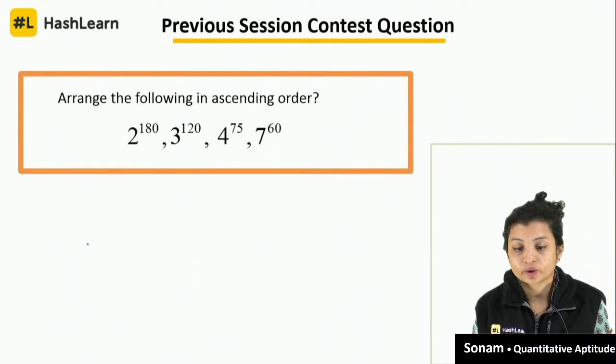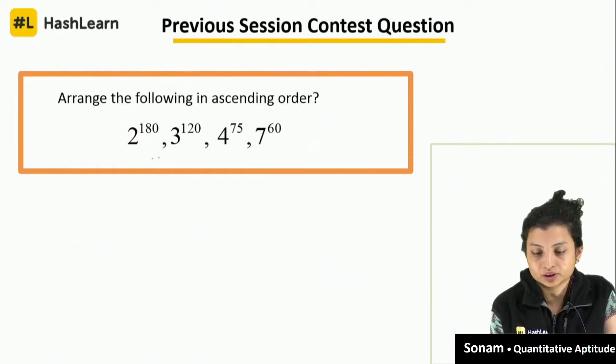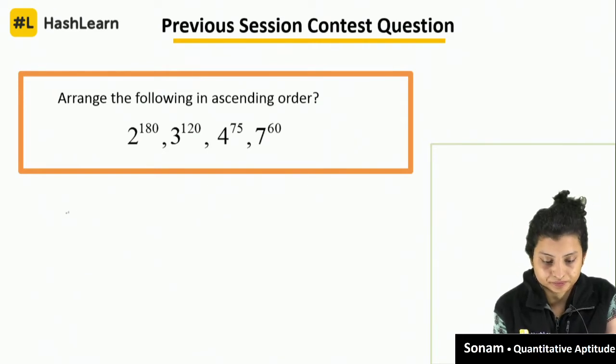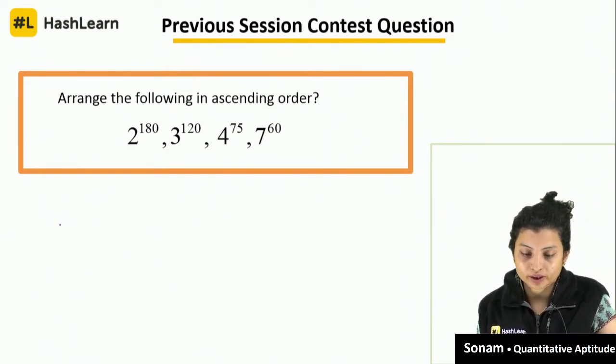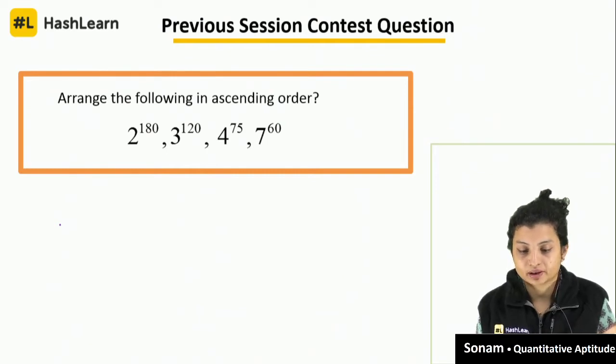Okay, so this was your question, a previous session contest question. All right, let's solve it. What do we need to do? We need to arrange these numbers in ascending order. What are the numbers? 2 power 180, 3 power 120, 4 power 75, 7 power 16.